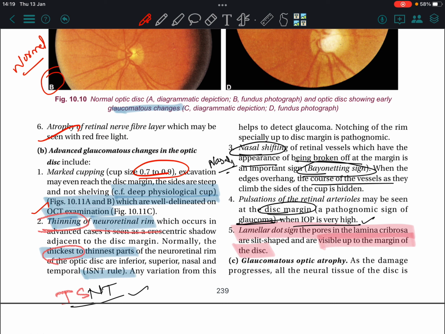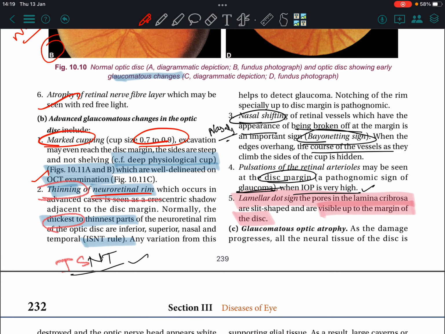Thinning of neuroretinal rim, which occurs in advanced cases, is seen as crescenting shadow adjacent to the disc margin. Normally, the thickest to thinnest parts of the neuroretinal rim of the optic disc are inferior, superior, nasal, and temporal. ISNT rule. Any variation from this helps to detect glaucoma.